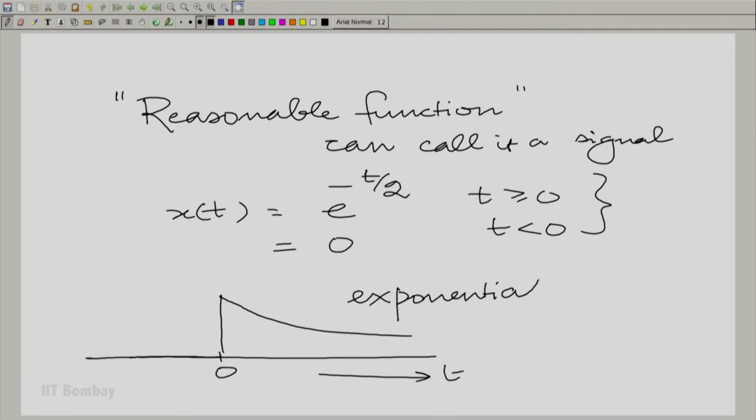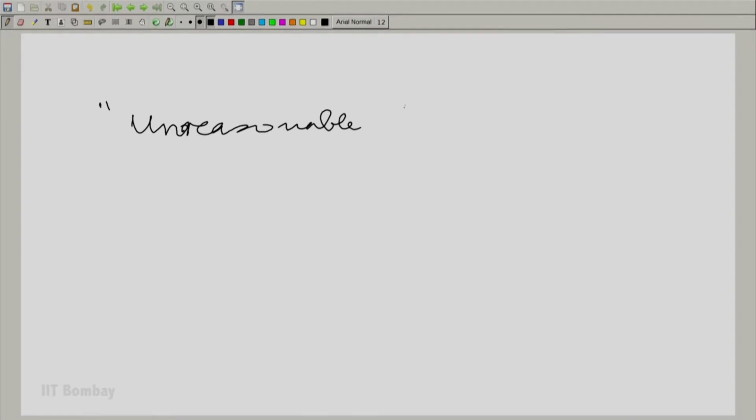Now this is reasonable. You won't understand why it's reasonable until I give you an example of an unreasonable function. But one thing I want to point out, I've taken this example intentionally because here we have a discontinuity. So in spite of the discontinuity in this function, I've still called it reasonable. So reasonable doesn't mean that it cannot have discontinuity. In contrast, let me now take an example of what I call an unreasonable function.